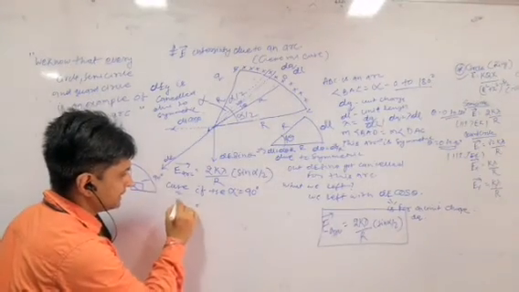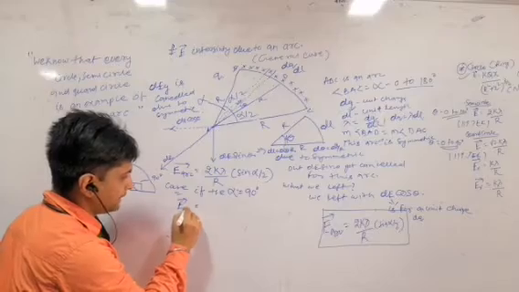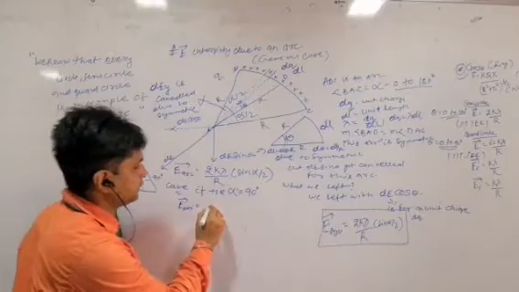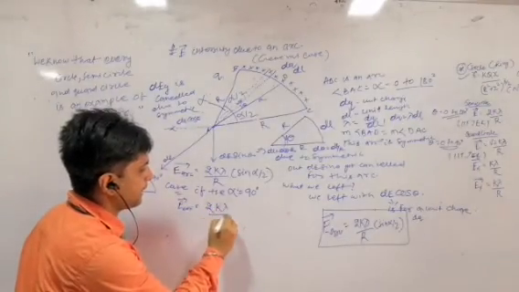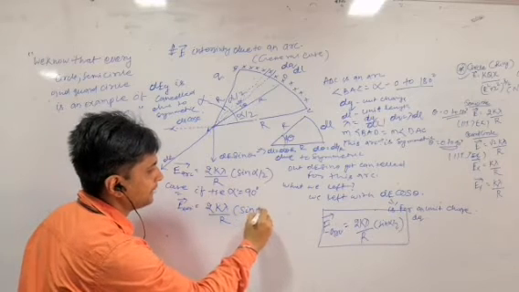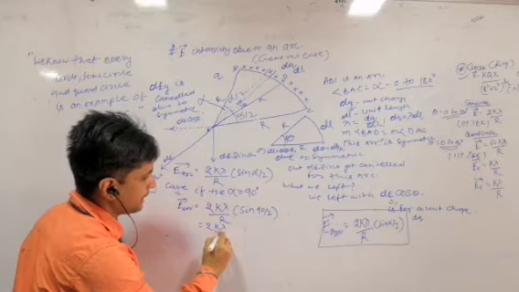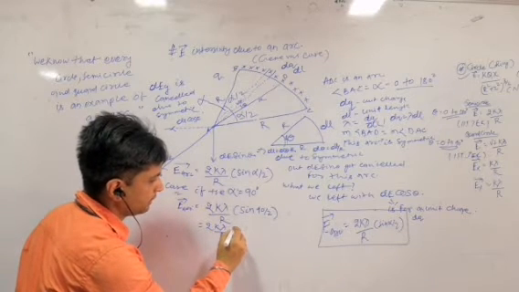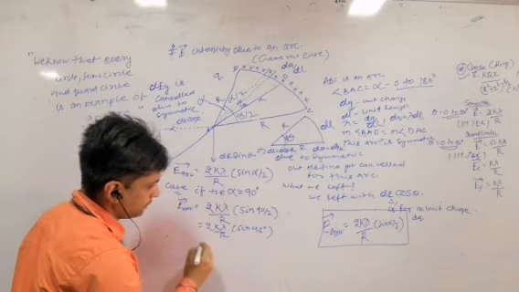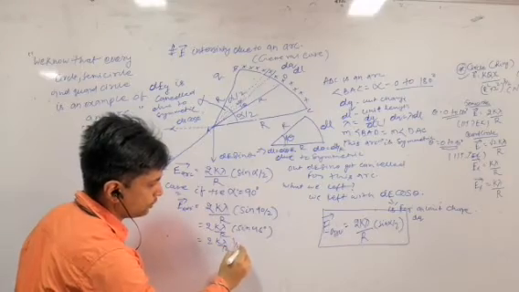So E intensity at alpha equal to 90 degrees. What do we get? 2k lambda by r sin 90 by 2. Okay, so what do we get? 2k lambda by r sin 45 degrees. Okay, so 2k lambda by r times 1 by root 2.